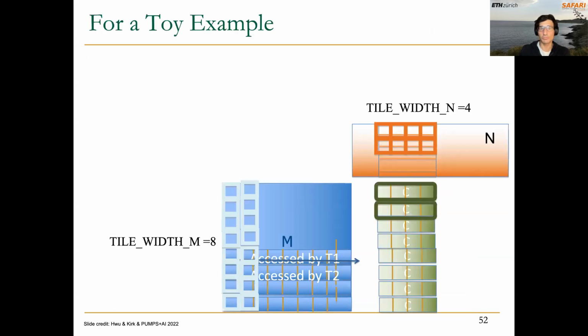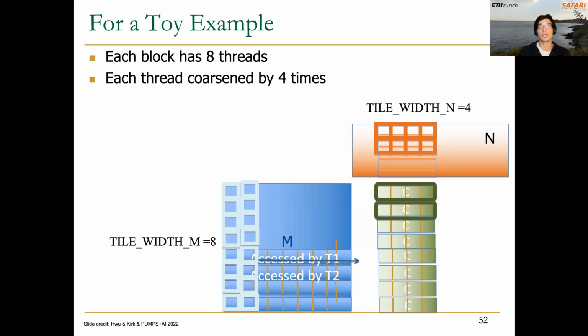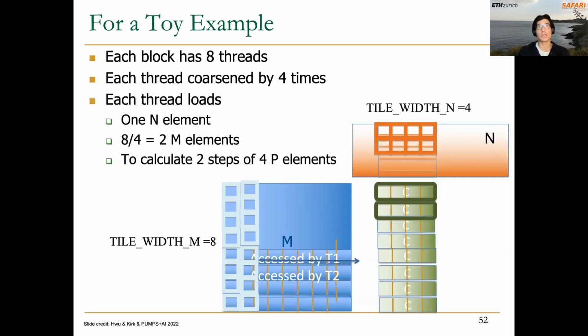In our toy example, we can make tile width M equal 8. So in total, we're going to use 8 threads. Tile width N equal 4. So that's the width of the tile of matrix N. Each thread block has 8 threads. Each thread is coarsened 4 times. So each thread loads 1 element of N, 2 elements of M, because k in this example is equal to 2, and this way each thread calculates 2 steps of 4 elements of matrix P in each iteration.